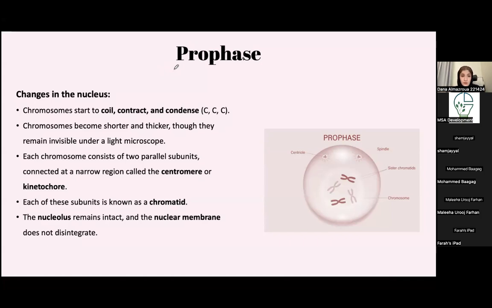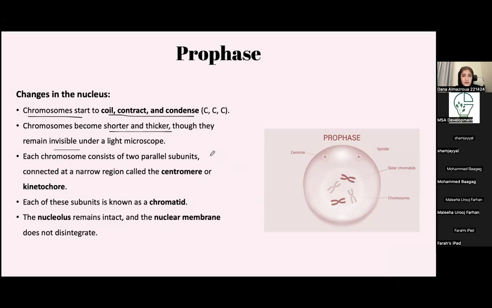So what happens in prophase, since it's the first step of cell division, is that the chromosomes start to coil, contract, and condense. Basically, they start getting so dense that they don't move and they're not as loose as they were before. This helps the cells regulate themselves in the process of cell division, so you can see what's happening and you can regulate it. Now, the chromosomes become shorter and thicker, which makes sense. Anything that's condensed is shorter and thicker. But in the initial phases of prophase, they remain invisible under a light microscope.